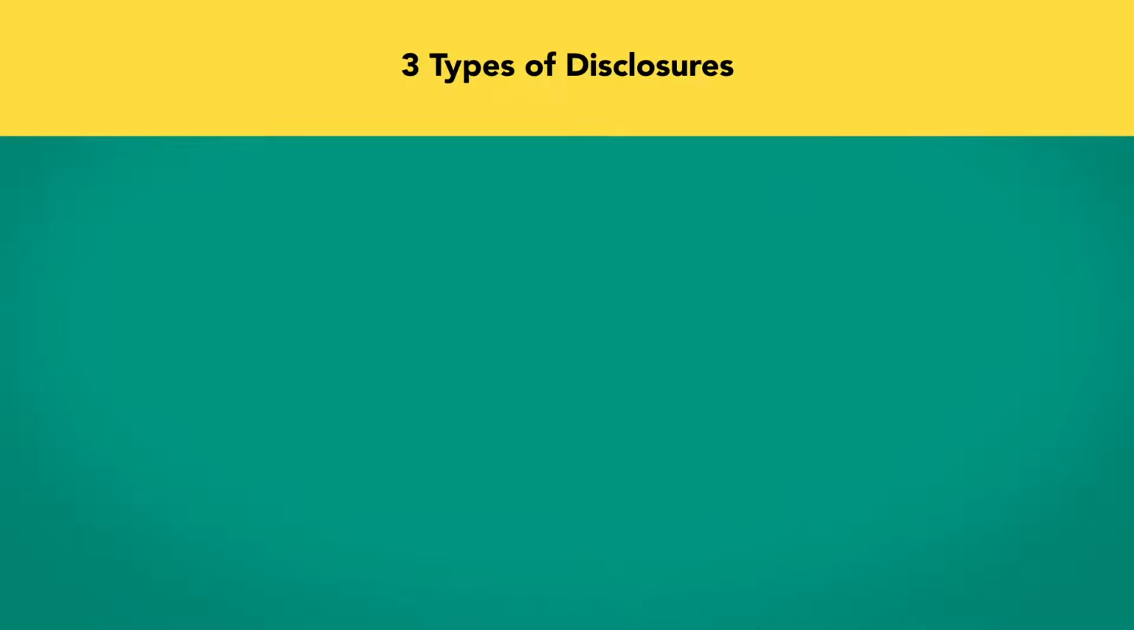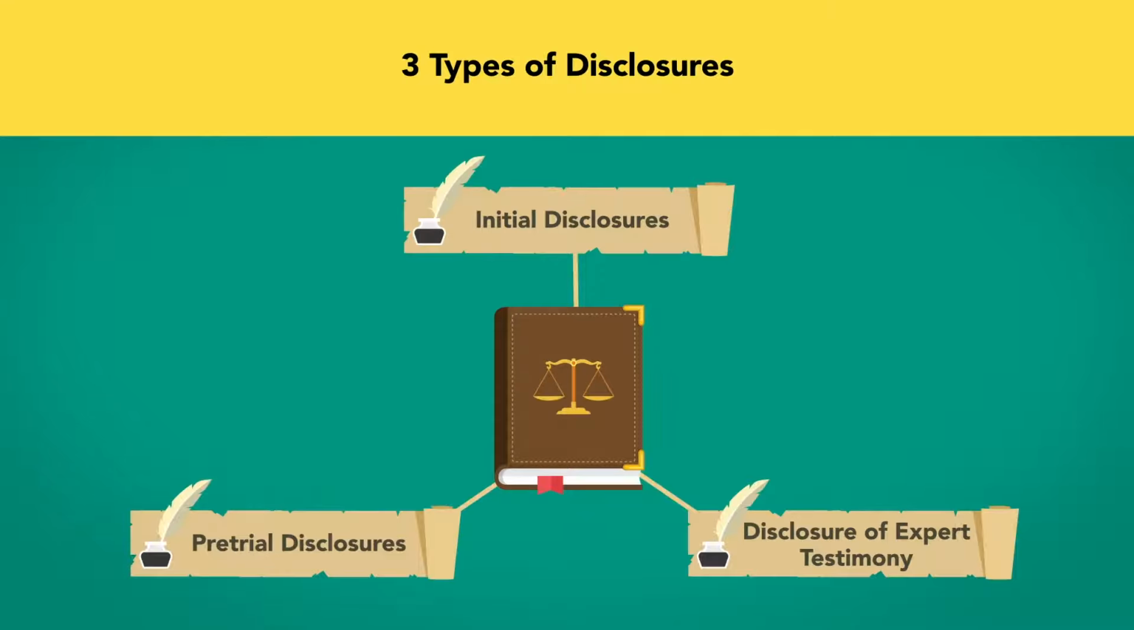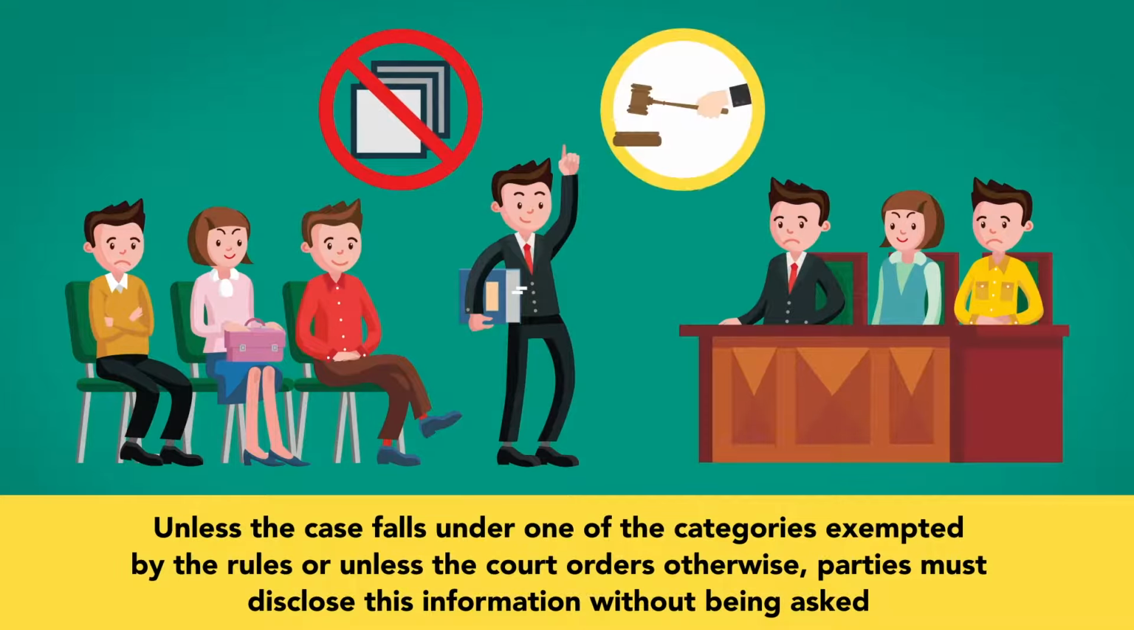There are three types of disclosures that are required by the federal rules: initial disclosures, disclosure of expert testimony, and pretrial disclosures. Unless the case falls under one of the categories exempted by the rules, or unless the court orders otherwise, parties must disclose this information without even being asked.